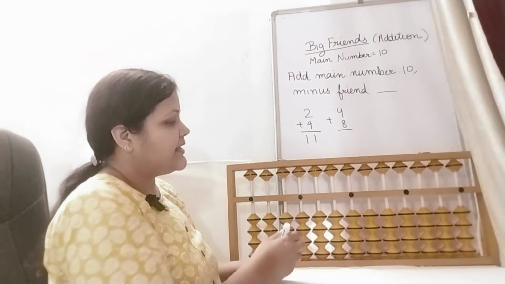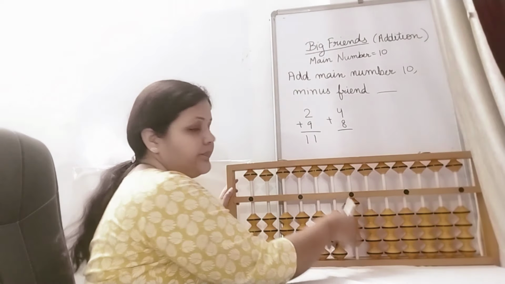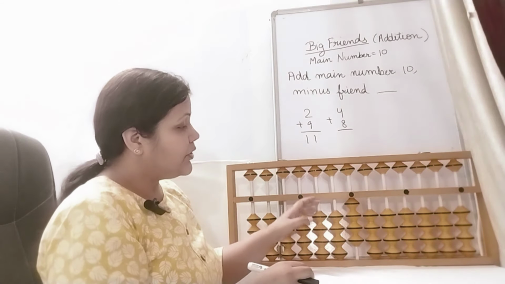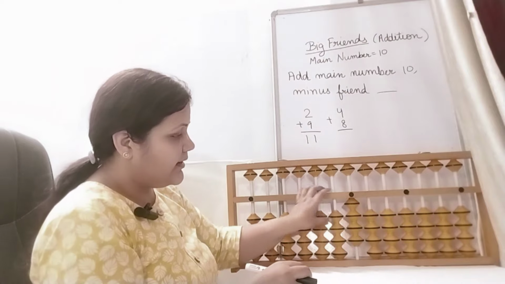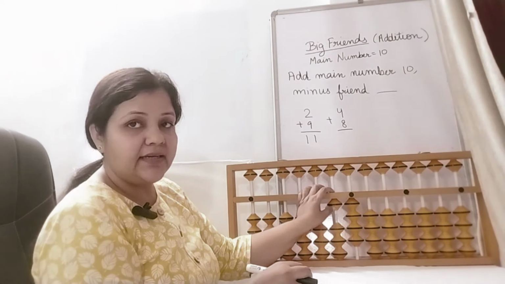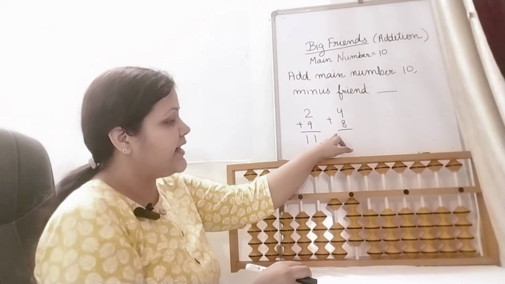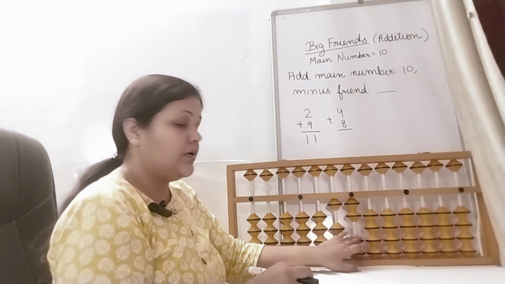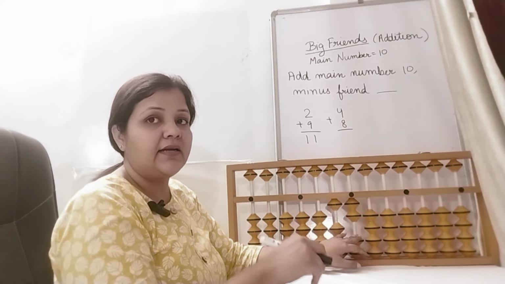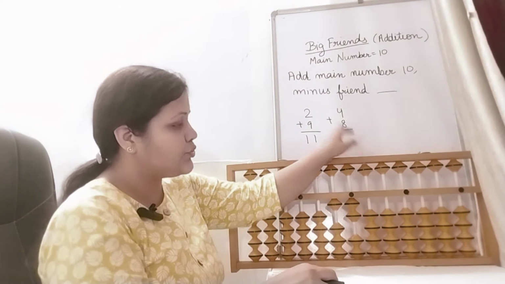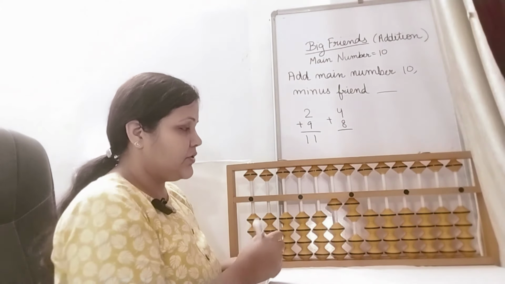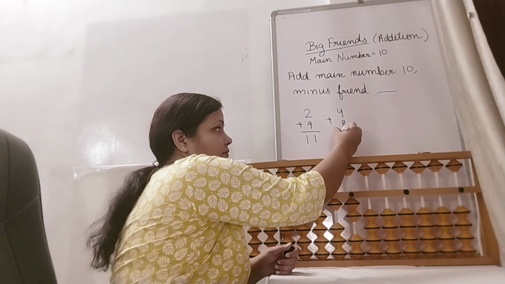Next, 4 plus 8. 4. Now to add 8, what will we do? We'll use big friend. Add main number 10 minus friend of 8. Friend of 8 is 2. What should be added to 8 to make it 10? 2. So friend of 8 is 2. We have subtracted 2, so our answer becomes 12.